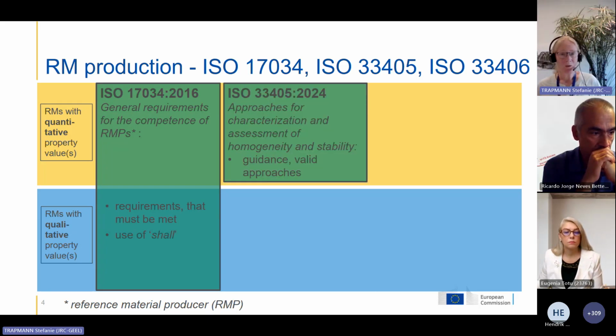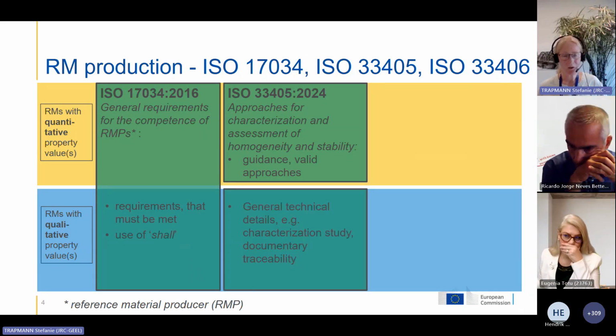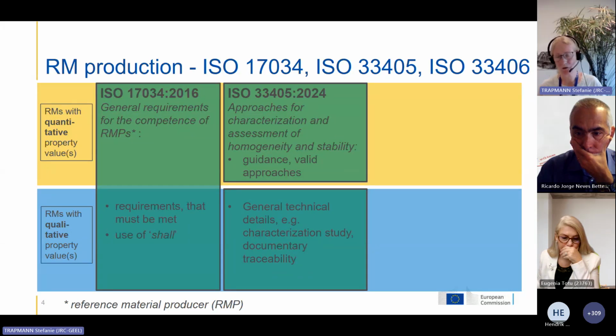Another important document is ISO 33405, which lists approaches for the characterization and assessment of homogeneity and stability. It is also, like ISO 33406, a guidance document which lists valid approaches, and certainly these approaches are applicable to quantitative reference materials, but it has also quite some interesting details, technical details related to qualitative reference materials, for instance about how to organize characterization studies and a part on documentary traceability.